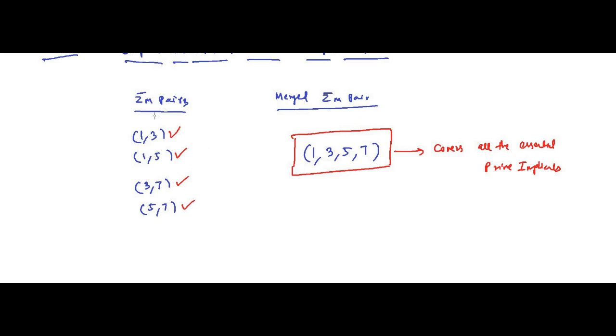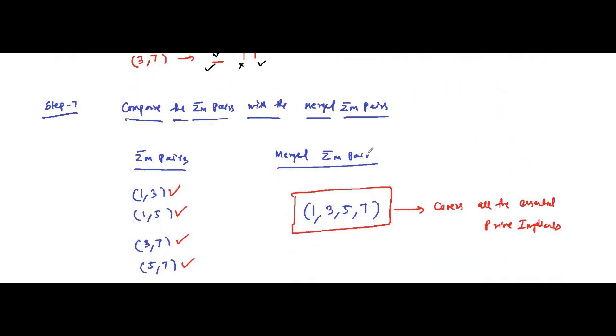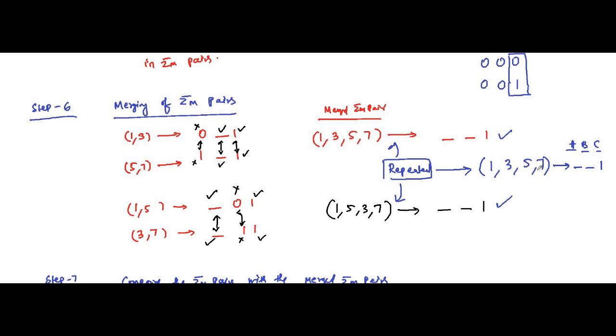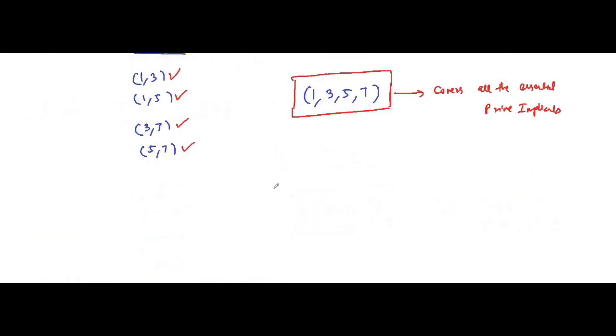So here if you see, all the minterms that are present in the Minterm pairs, they are also present in the merged Minterm pair. 1, 3, 5, 7, they are all present in the merged Minterm pair. So there is no need to repeat any of these in the final expression. This merged Minterm pair is enough. So now we will look at the binary expression of the merged Minterm pair 1, 3, 5, 7.